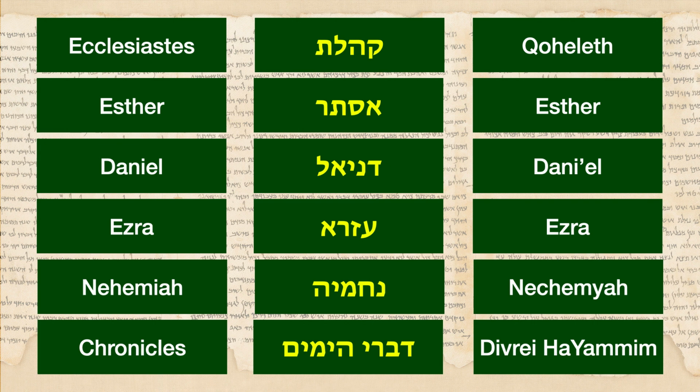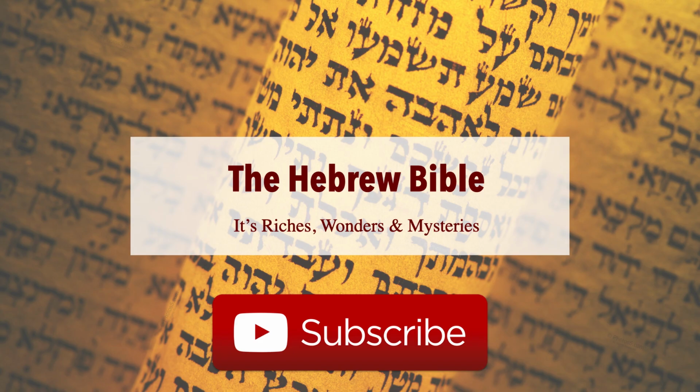Chronicles, 1 and 2 Chronicles, of course, is Divrei Hayamim. Okay, those are the names of the books of the Hebrew Bible. I trust this was useful for you. It's nice to remember them. Go through it and try to remember.